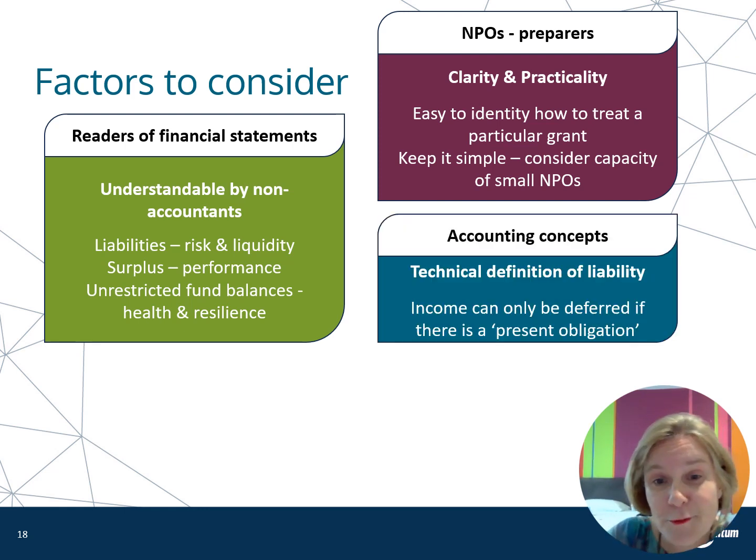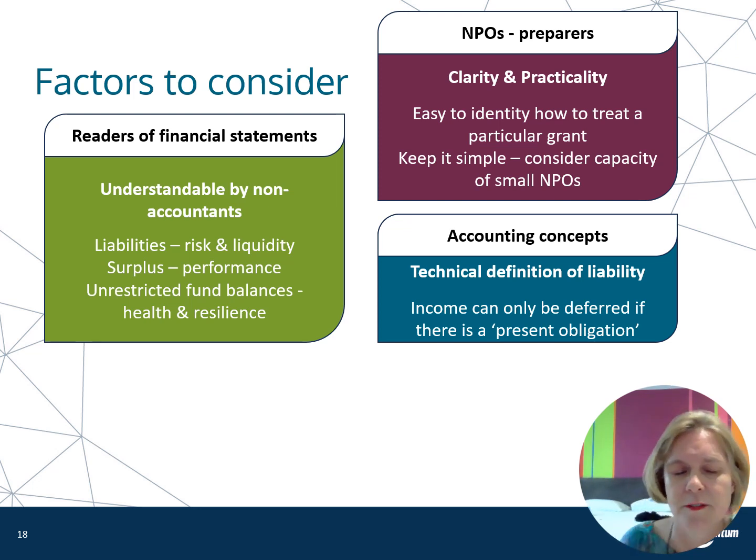The third really important factor is accounting concepts, and we can't change these. These are written in stone. So the technical definition of a liability is really important here, and it's sort of technical language, but it says that income can only be deferred. We can only put it on the balance sheet as a liability if there is a present obligation. Now that can't be changed. So what the conversation becomes is really, how do we know when we have a present obligation in the context of grants?